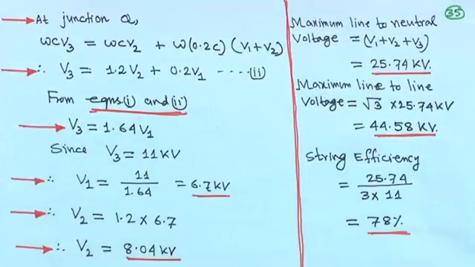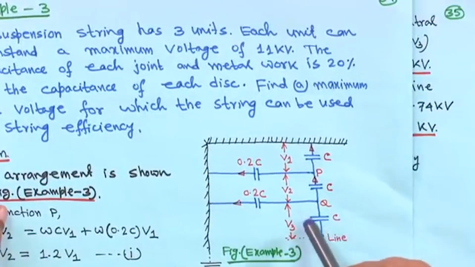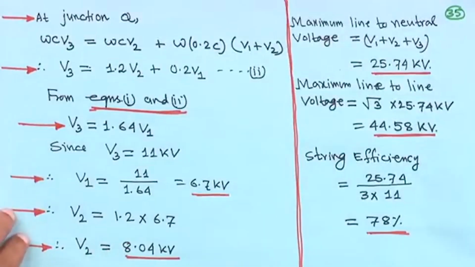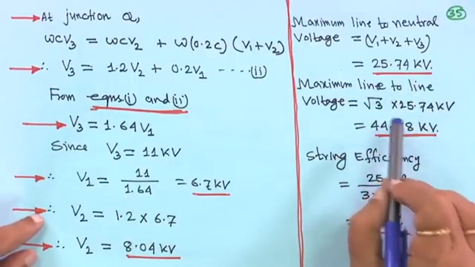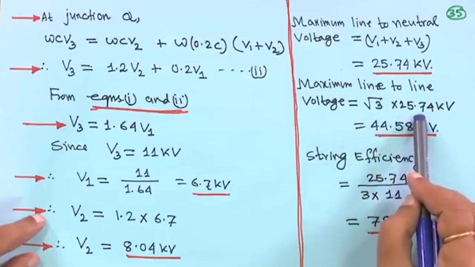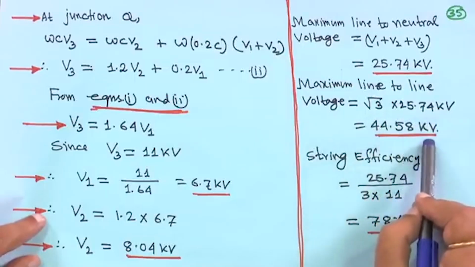So, V3 is taken as the maximum, because the lower unit near the line will take the maximum voltage. That is why V3 is actually taken as 11 kV. So, the total is 25.74 kV. Therefore, the maximum line to line voltage will be root 3 into 25.74, so it is 44.5 kV.